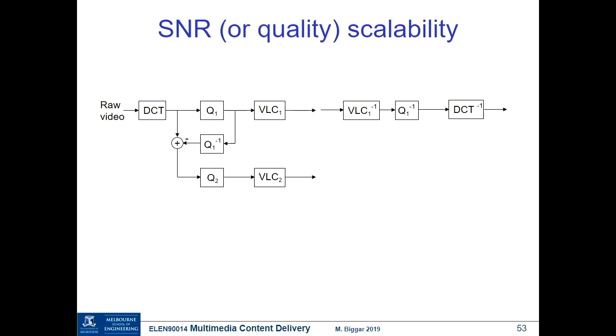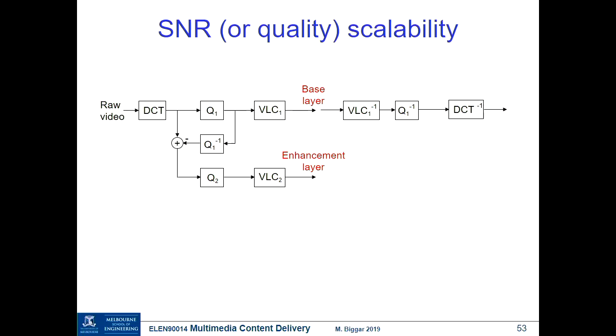But we also subtract this base layer from the original signal, maybe after the DCT, and requantize the difference at a higher quality, so finer quantization, and transmit that as well. So this gives us our enhancement layer, right?